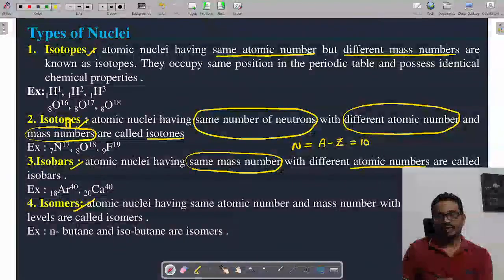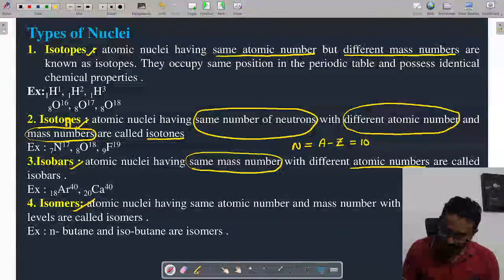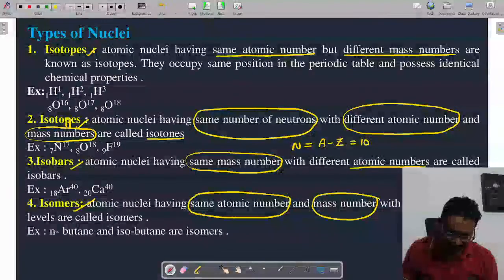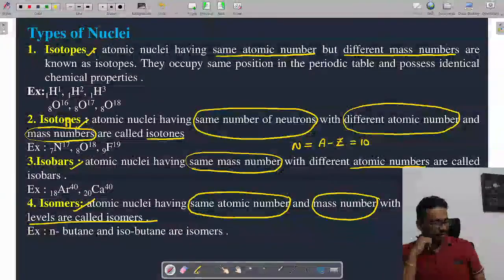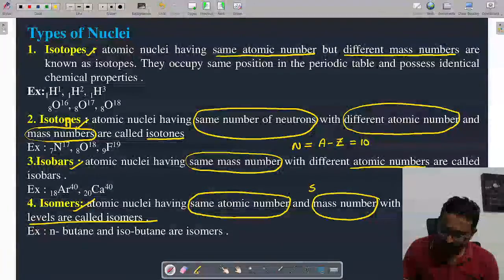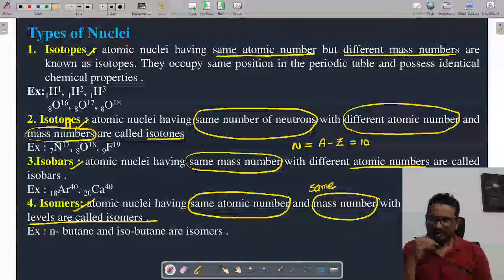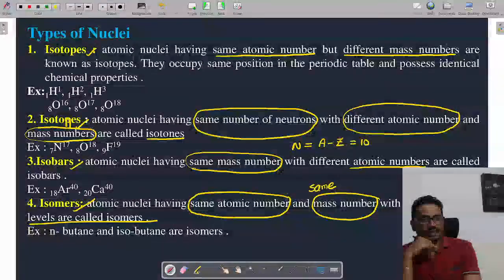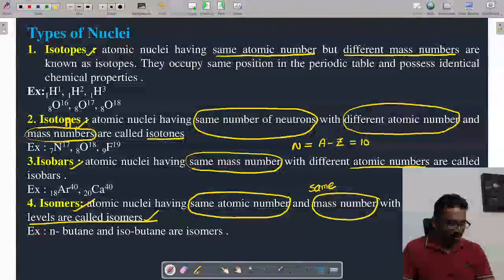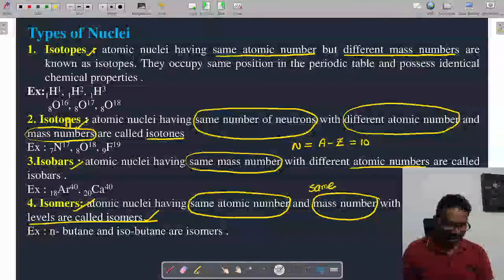And isomer. Isomer means what? Same atomic number and same mass number, but with different energy levels. Same atomic number and same mass number but different energy levels are called isomers. You might have heard about this.